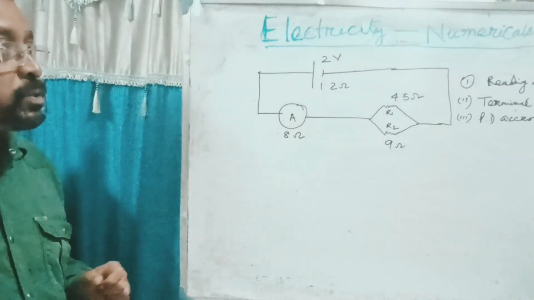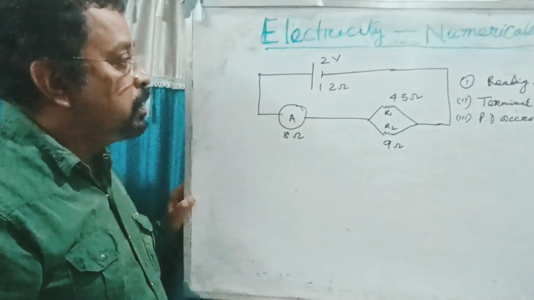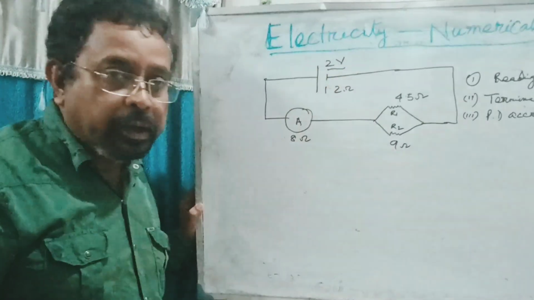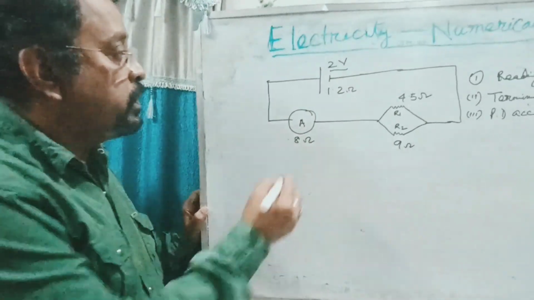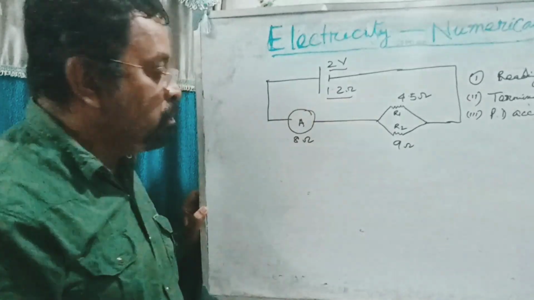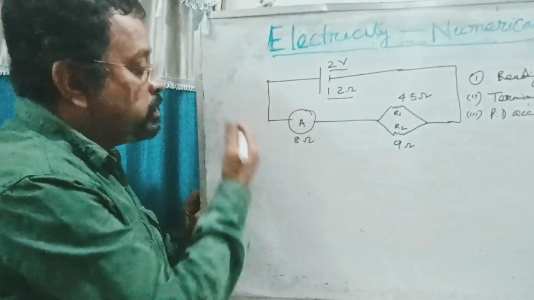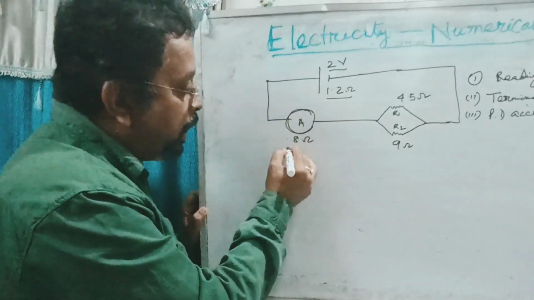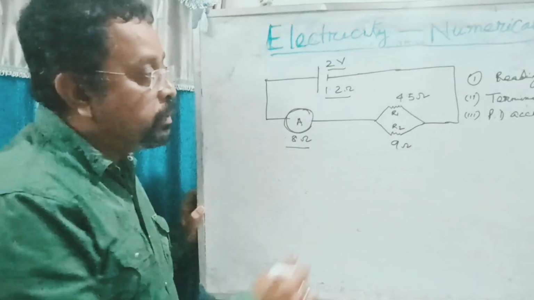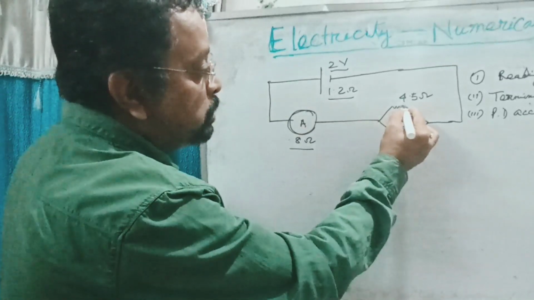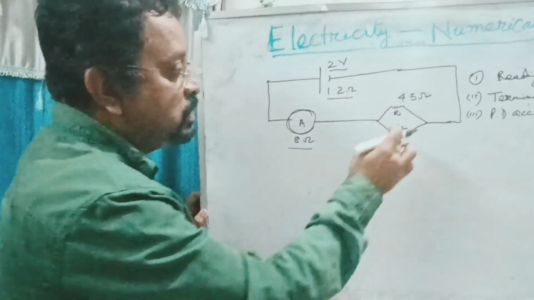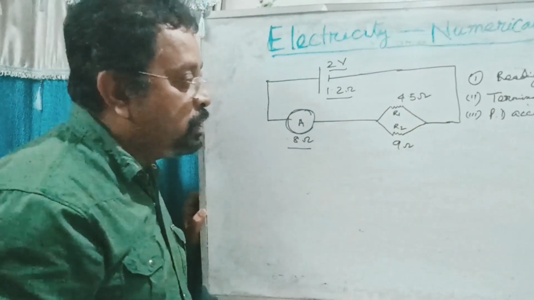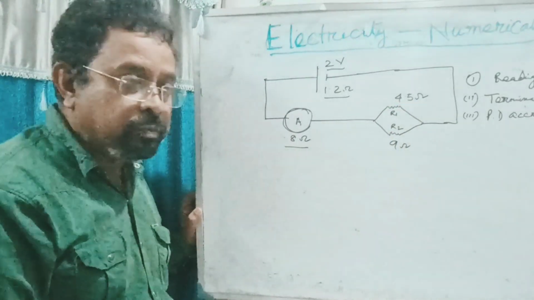So this is the next question. See the circuit. Here the EMF is 2 volt. Internal resistance is given, it is 1.2 ohm. Now this is connected with an ammeter with a resistance of 0.8 ohm. And see, here is a circuit. This is a parallel circuit, one is R1 and R2. R1 is 4.5 ohm and R2 is 9 ohm.